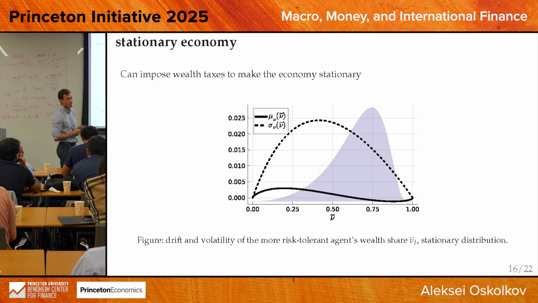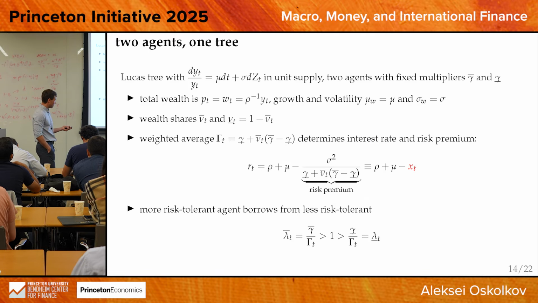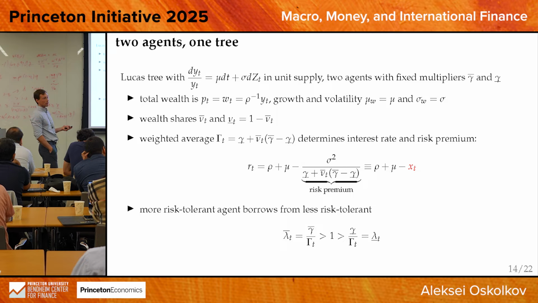In equilibrium, do we have that the risk-tolerant guy is levered or not? Yes, yes. So, in fact, this is the formula for their leverage. Their gamma is always higher than any weighted average of 2 gammas, where the other one is lower. So it's always above 1.